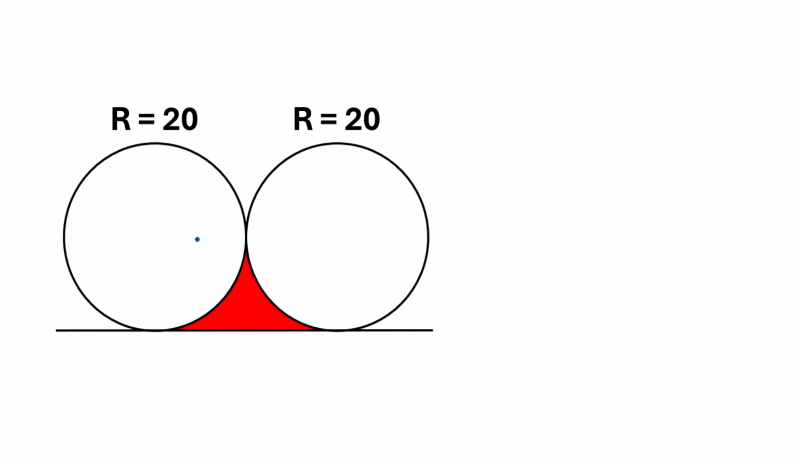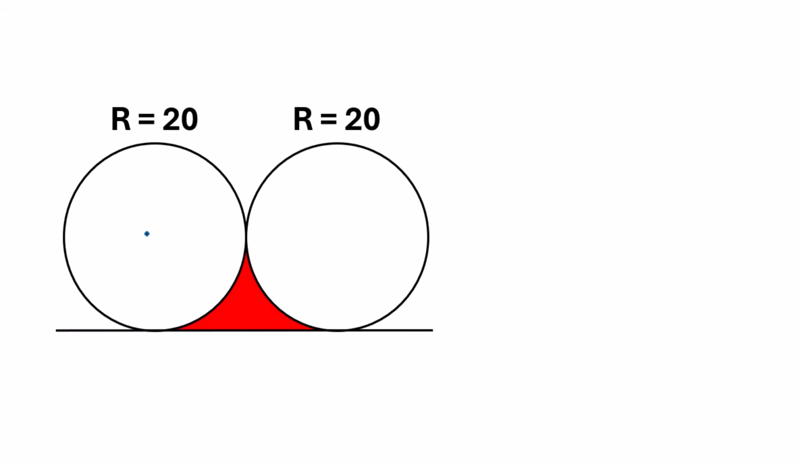Hello everyone. In this video, I am going to solve an interesting geometry problem. We have two circles. The radius of both circles is 20 units, and both of these circles are placed on a line. We have to find the area of this red region, which is formed by these two circles and this line.